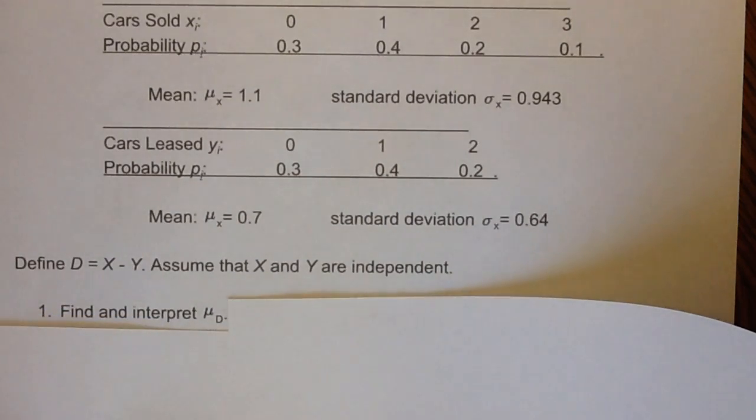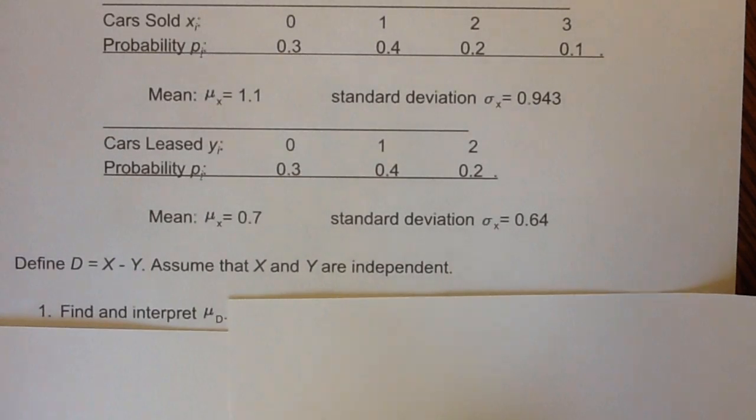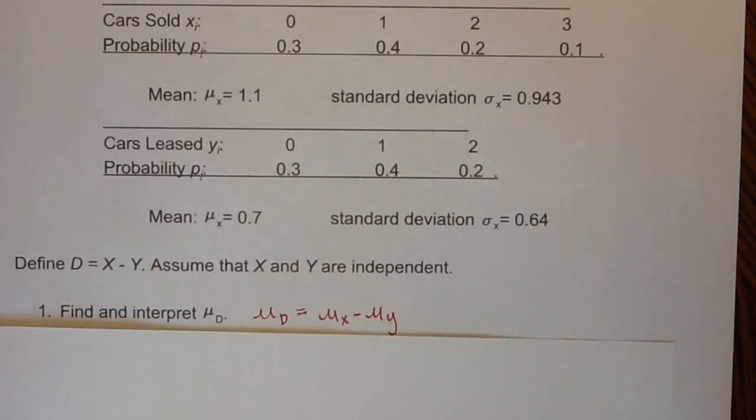All right, so we're going to find and interpret the mean of D. Now to do this, we want to use the formula for it, which is on page 376, in the yellow box under the blue header that says mean of the difference of random variables. It says for any two random variables X and Y, if D equals X minus Y, then the mean of D is mu of D equals mu of X minus mu of Y. So that's what we're going to be using. Again, this is one of those formulas you have to memorize. It won't be given to you in the resource packet.